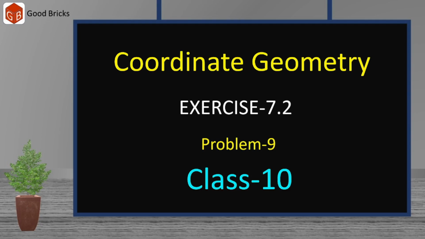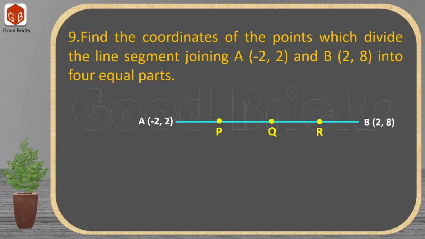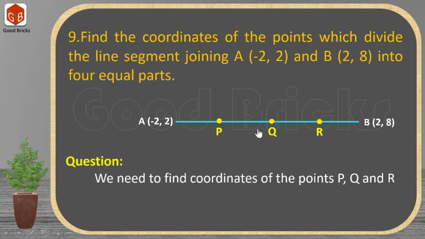Let us now solve an interesting problem, that is problem 9. In this problem, they have given 2 points A and B, and the line joining of these 2 points is divided into 4 equal parts. If this is the given condition, then we need to find those points which are dividing this AB line into 4 equal parts. It means we need to find the coordinates of P, Q, R. This is the question.